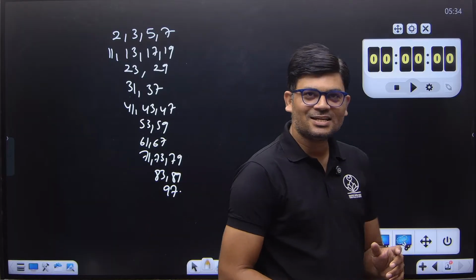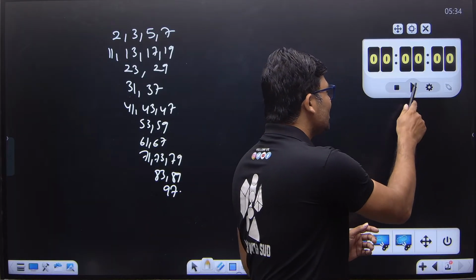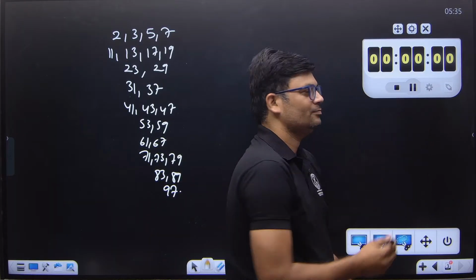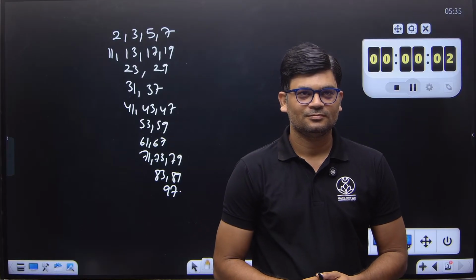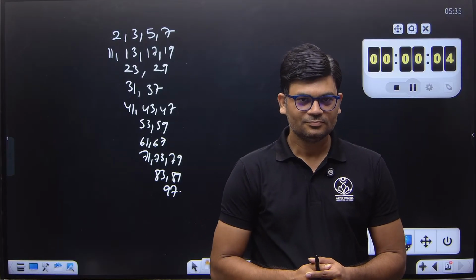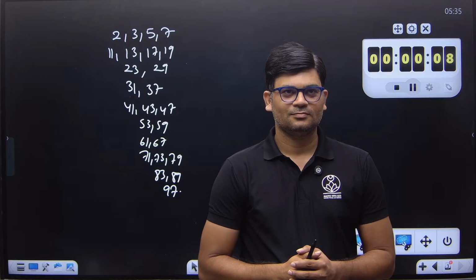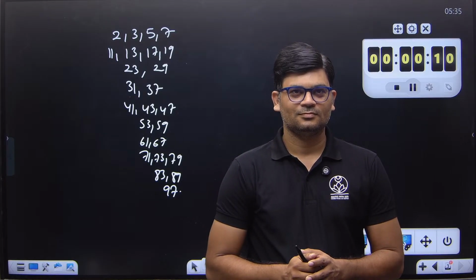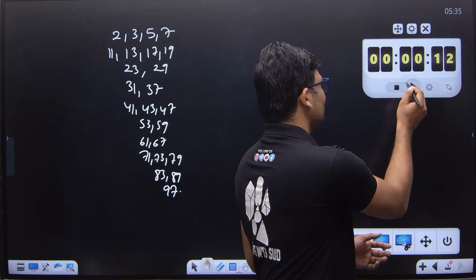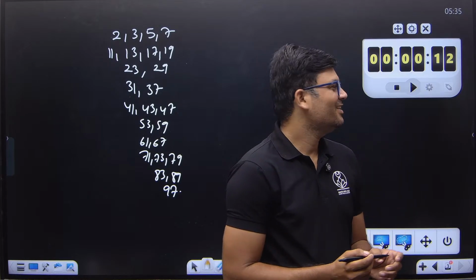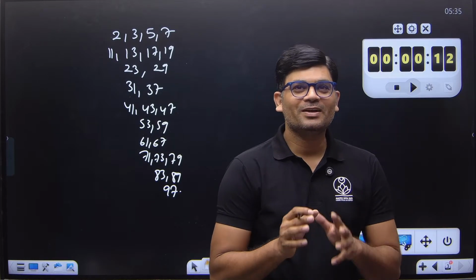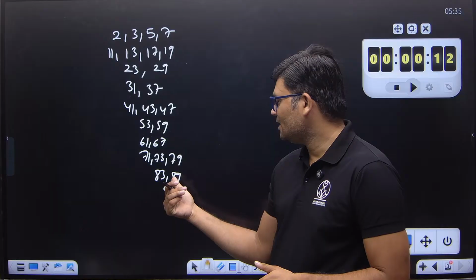Shall I start? Your time starts now. 2, 3, 5, 7, 11, 13, 17, 19, 23, 29, 31, 37, 41, 43, 47, 53, 59, 61, 67, 71, 73, 79, 83, 87, 99, 97. Okay, you fumbled somewhere. You said 83 and 87 again.